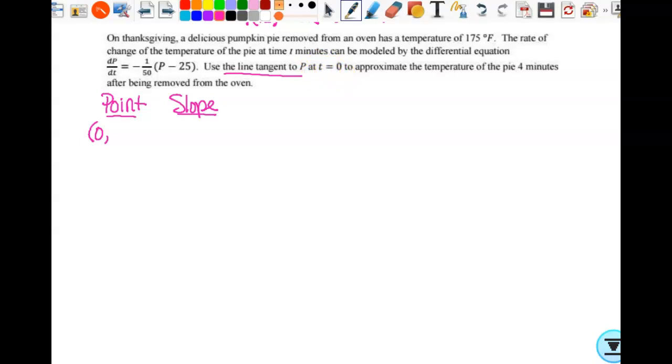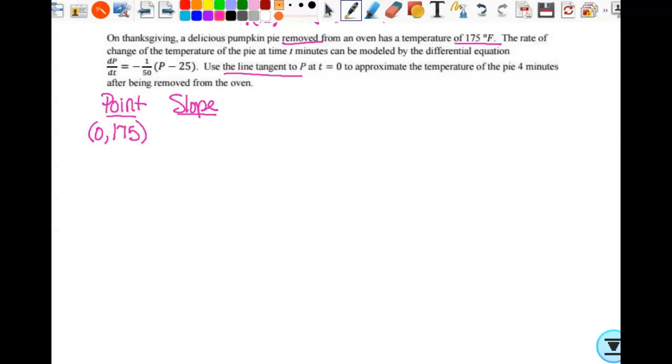So I have time and temperature here. The time is 0. I need to know what the temperature is when the time is 0. It would be 175, because when it is removed from the oven, you have a temperature of 175. That's at time equals 0. 175. Okay?